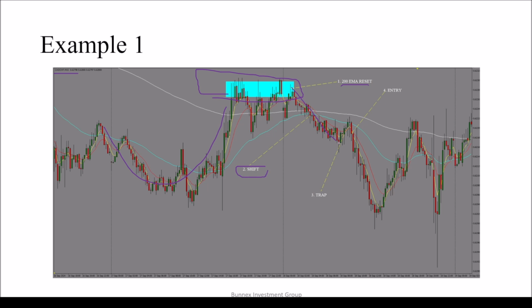After shifting, we can see a trap move, which is an induction of buyers in this case. Then after that, at the 50 EMA, we had a touch. Then the last step is the entry, whereby the candle closed below the 13, the one in red. So it's reset, shift, trap, and entry.